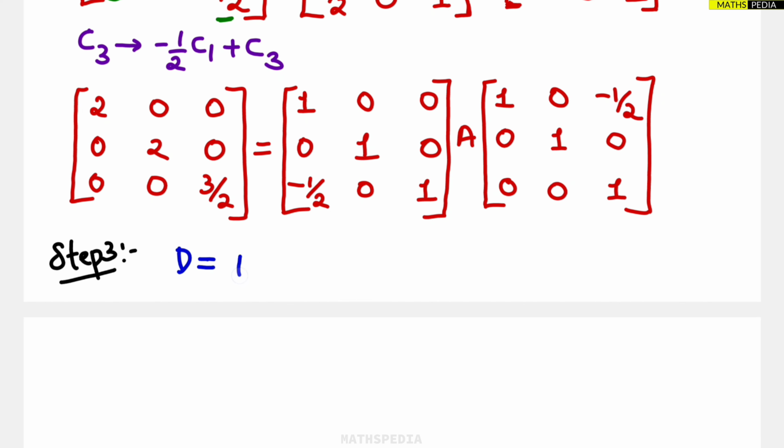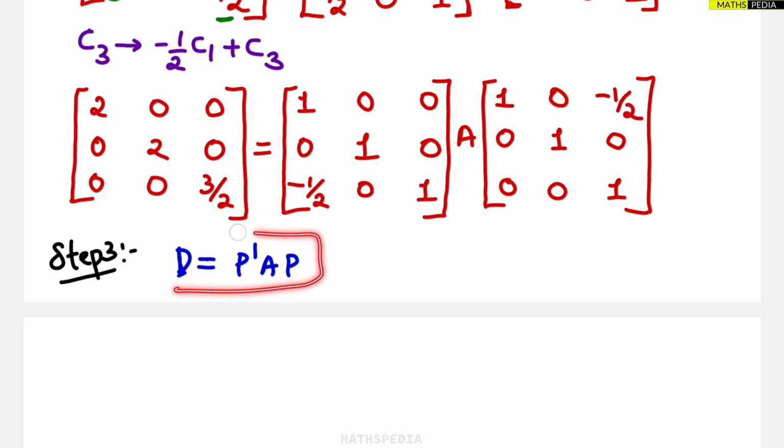D is equal to P transpose into A into P. This you have studied in diagonalization, I hope you have studied. Where D is the diagonalized matrix, P is the model matrix, and A is the matrix given in the question. Whatever is there, so here, this will be in this form.